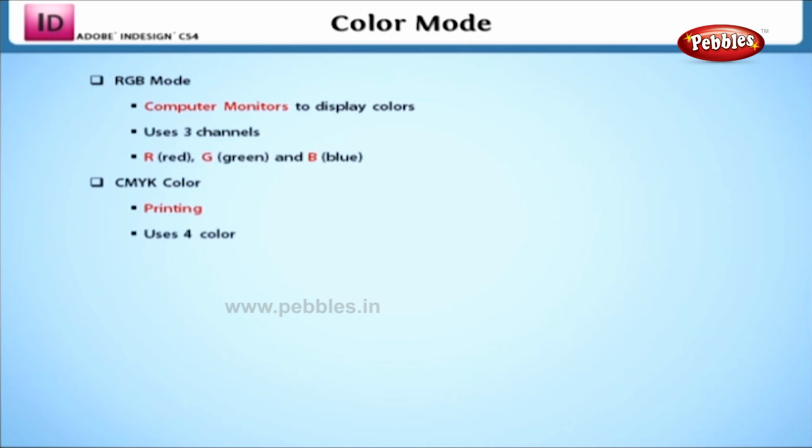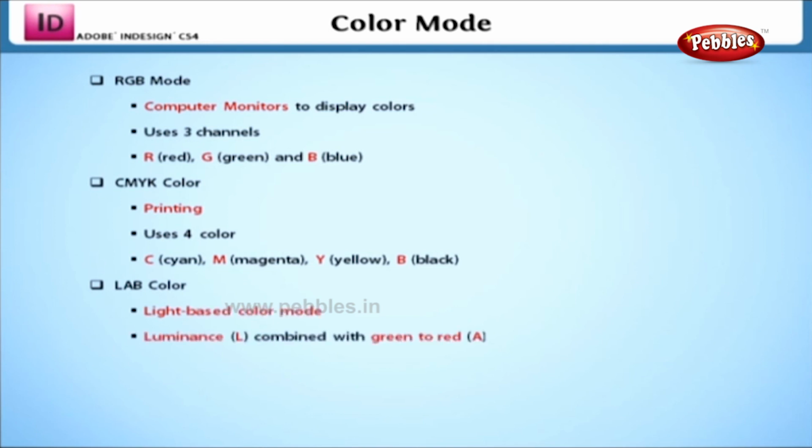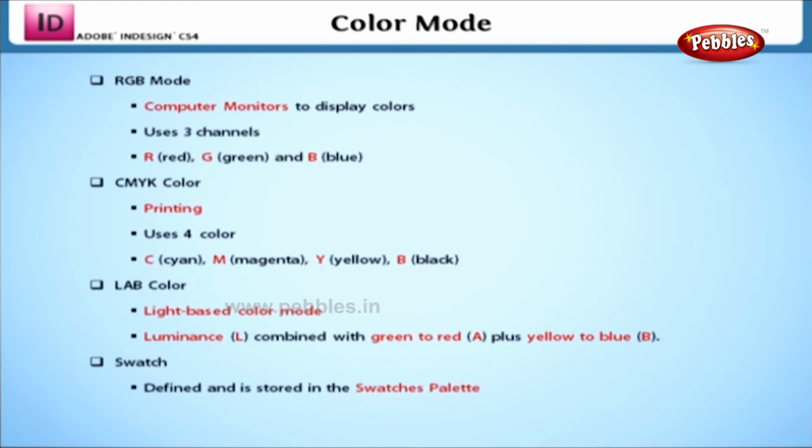CMYK uses 4 colors, and they are C for cyan, M for magenta, Y for yellow, and B for black. Lab color is a light-based color mode that uses luminance L combined with green to red A plus yellow to blue B. A swatch is a color that has been defined and is stored in the Swatches palette. Swatches can be included in spot or process colors.